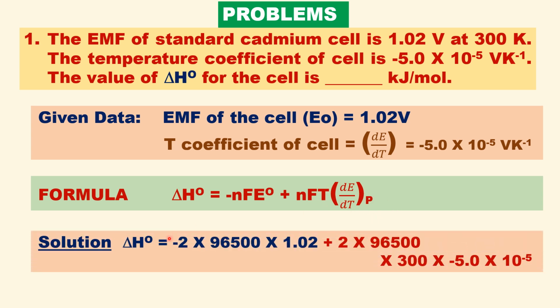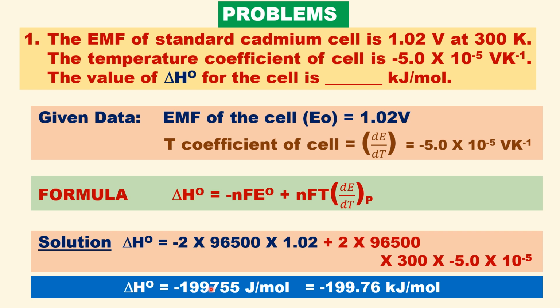Let us substitute this. n equals 2 because cadmium gives Cd 2 plus plus 2 electrons. There are 2 electrons involved in this process, into the Faraday constant 96,500, and the standard EMF of the cell, plus 2 electrons, Faraday constant, and the temperature 300 Kelvin, into minus 5 into 10 power minus 5. So the answer delta H naught is in joule per mole. To convert joule per mole to kilojoule per mole, let us divide this by 1000.